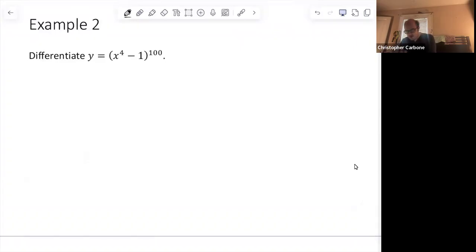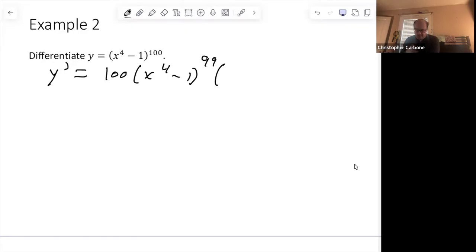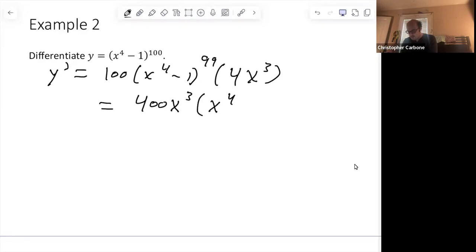Here's another example. Differentiate y is equal to x to the 4th minus 1 to the 100th power. So toss the 100 in front, subtract the 100 by 1. This makes 100 times x to the 4th minus 1 to the 99th power times the derivative of the inside, 4x cubed. And we could slightly simplify that to be 400 x cubed times x to the 4th minus 1 to the 99th power.